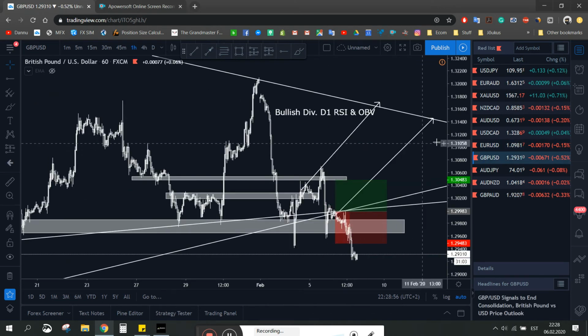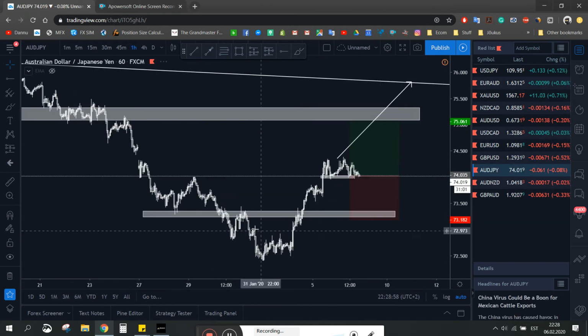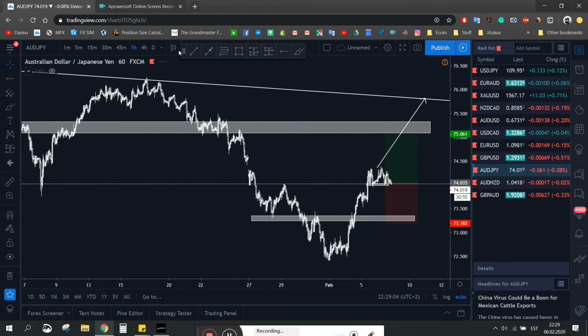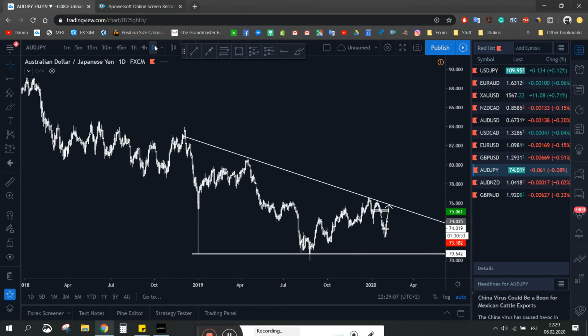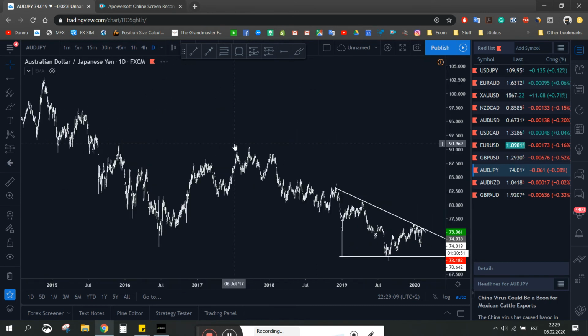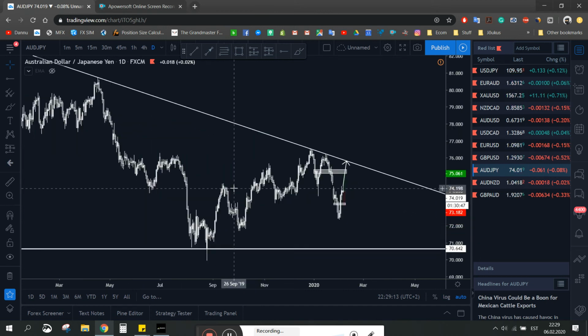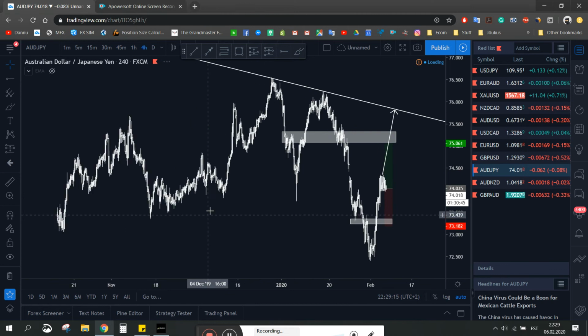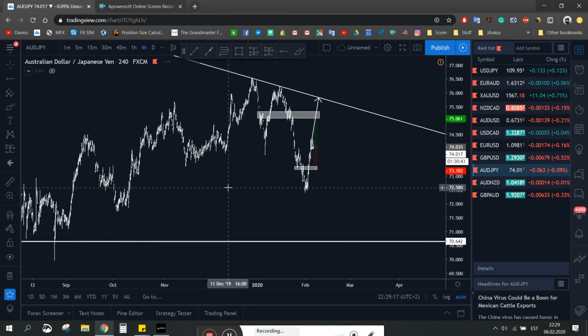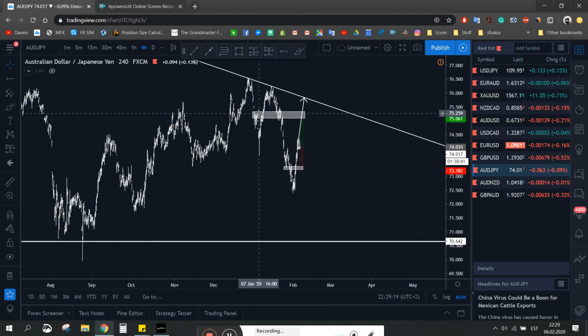So where was I? Okay, I talked about this. Here, AUD JPY. Pretty straightforward, I think. We are in a downtrend on the daily. Recently price is going up. Kind of, you know, it's going down here, but still.